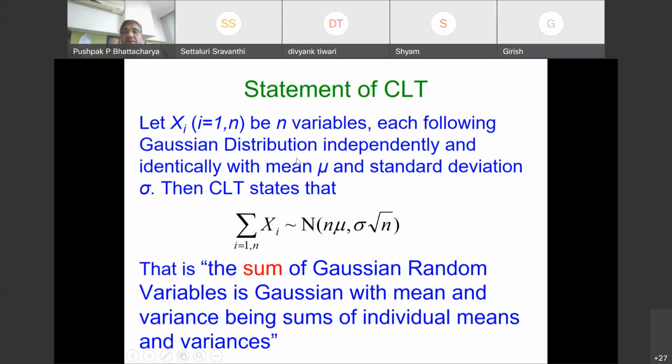I thought I saw a question on the chat box. What is the question? Sir, is it necessary for all the x_i to be Gaussian distributed? No, coming to that. But the basic statement of CLT is this.